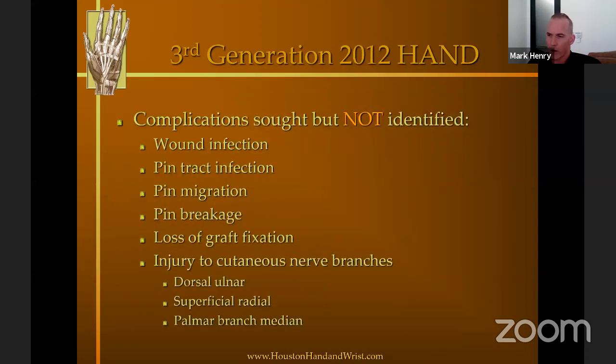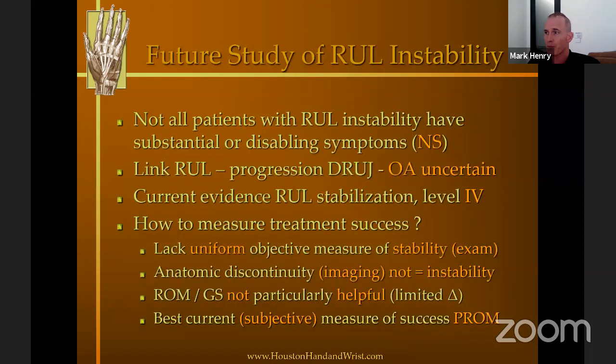So we sought very specifically for a variety of complications to see if they were producing them. Did not at all. Thankfully, and very important, I would say, do not even touch the dorsal branch of the ulnar nerve. In conclusion, we'd say that not everyone who's unstable necessarily needs surgery. Are we going to see progression of osteoarthritis if we leave people unstable over several decades? I don't think we know that yet. It'll be interesting to see.